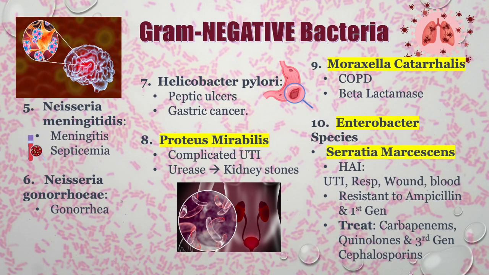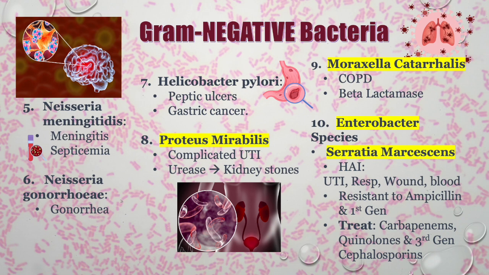We also have Neisseria meningitidis, which is a cause of meningitis and septicemia. We also have Neisseria gonorrhoeae, which is a causative agent of the sexually transmitted infection gonorrhea. H. pylori is associated with peptic ulcers and gastric cancer.